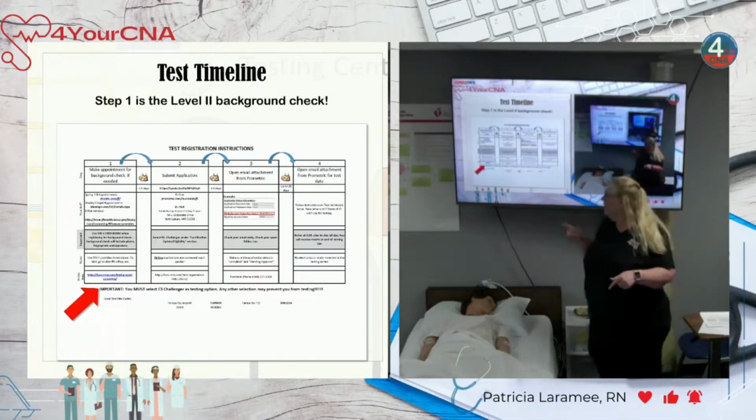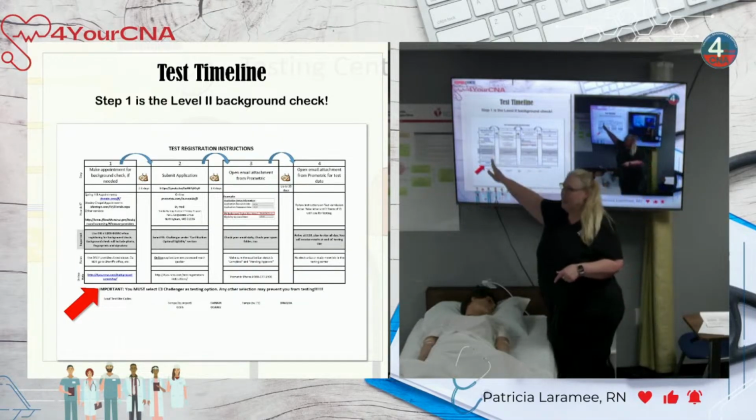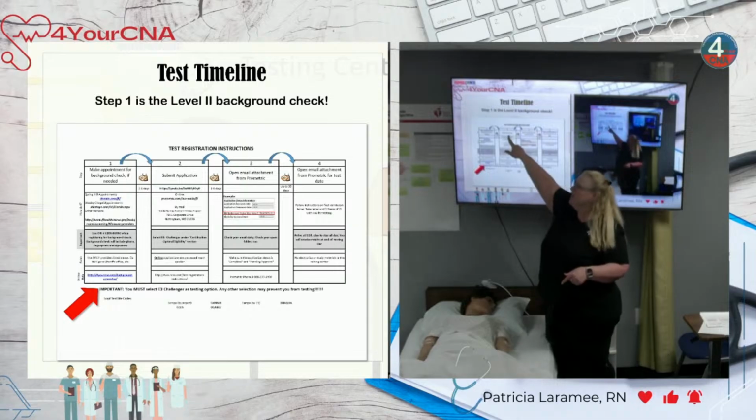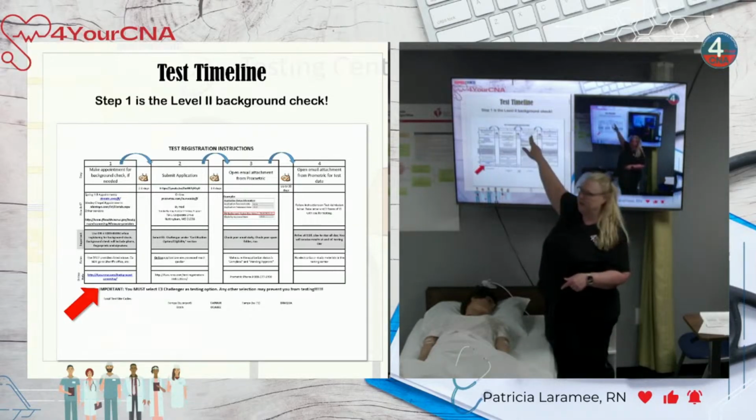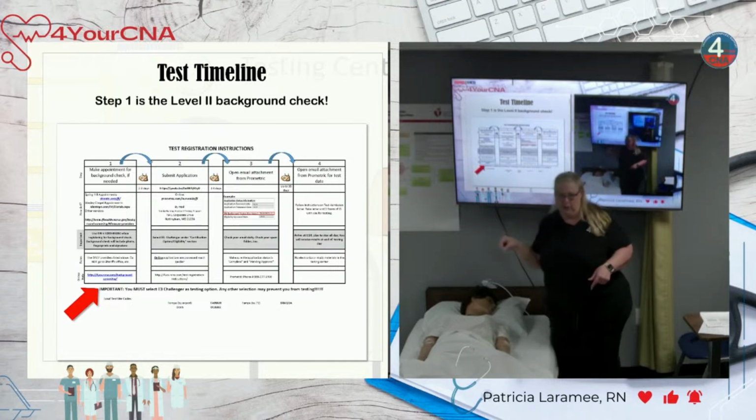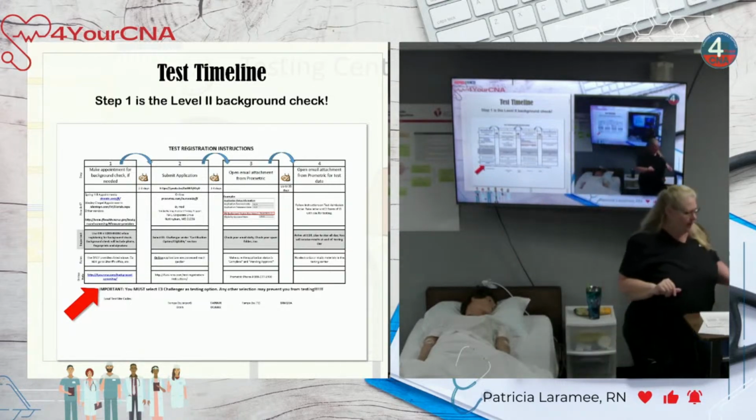Yeah. Okay. So each one of these is a step. So step 1 is the background check. Step 2 is the application. Step 3 is waiting for an email from Prometric, which we have to look at to make sure everything's okay. And then step 4 is our test admission letter. So let's go through each one of these step by step.